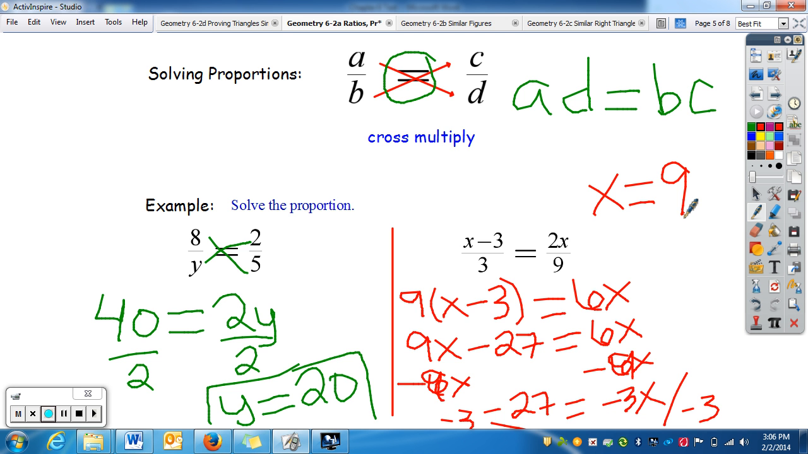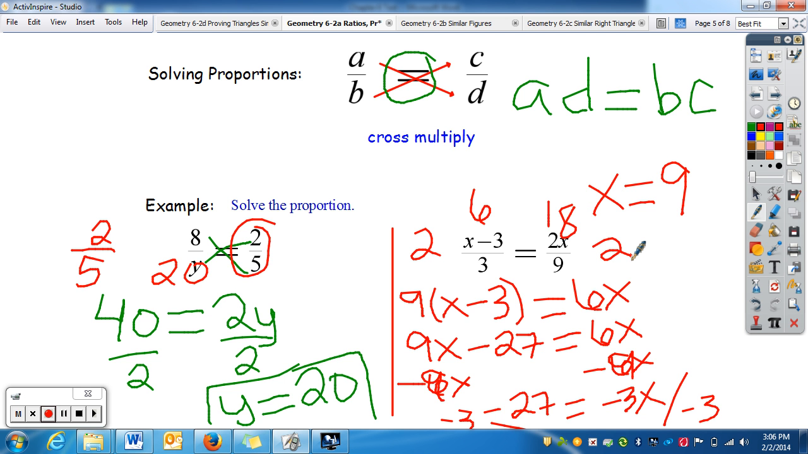And a way you can check this is by plugging it in. So if I would plug 20 into here, 8 over 20 simplifies down to 2/5 because they're both divisible by 4. Alright. Same thing here. If I plug in 9, I get 6 over 3 and 18 over 9. They both simplify down to 2. So then they are equal.